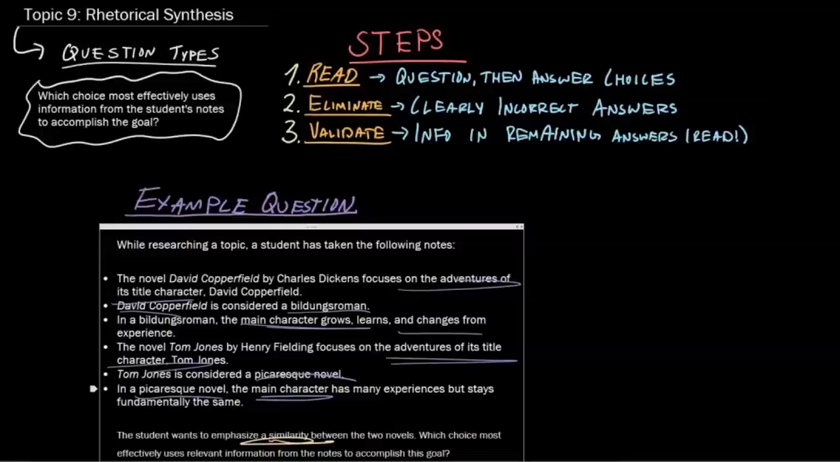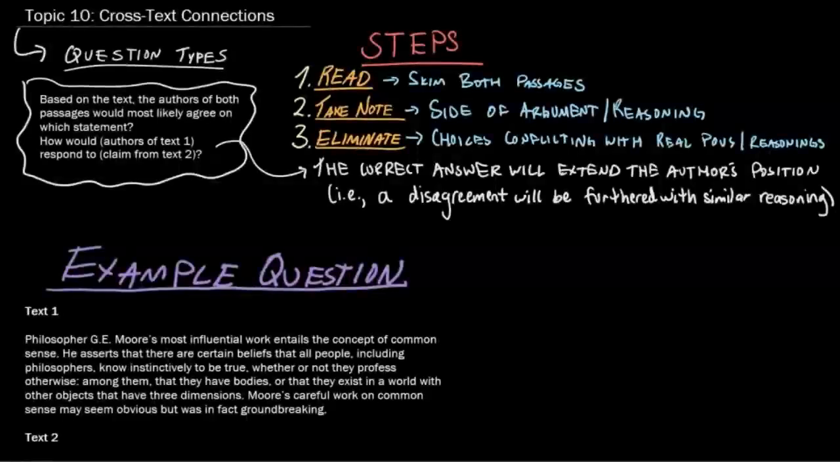Real quick, real easy. All right, everybody, topic 10, cross-text connections is our next topic here. So, question types. Based on the text, the authors of both passages would most likely agree on which statement, or how would the authors of text 1 respond to a claim from text 2, or text 2 to text 1, etc. These are pretty simple. They're kind of like rhetorical synthesis in that you do have to do a lot of reading sometimes, but here are our steps to solve those types of problems.